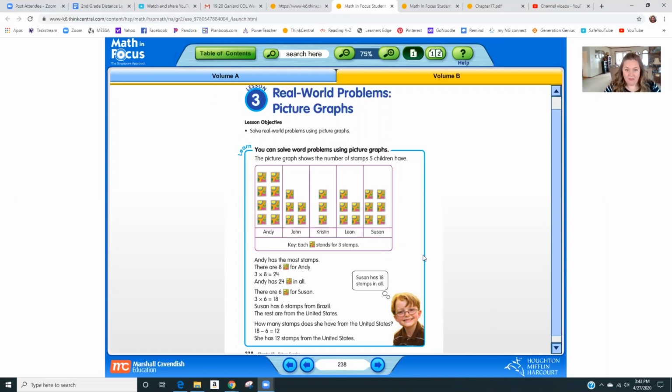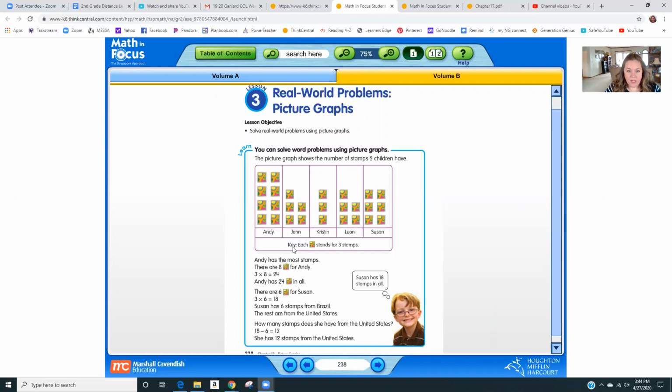Here we have an example of a pictograph and some questions and answers that you can come up with when you use a pictograph. Now I see this one here doesn't have a title, so we're going to have to figure out what it is we're looking at based on the symbols and the questions that they ask.